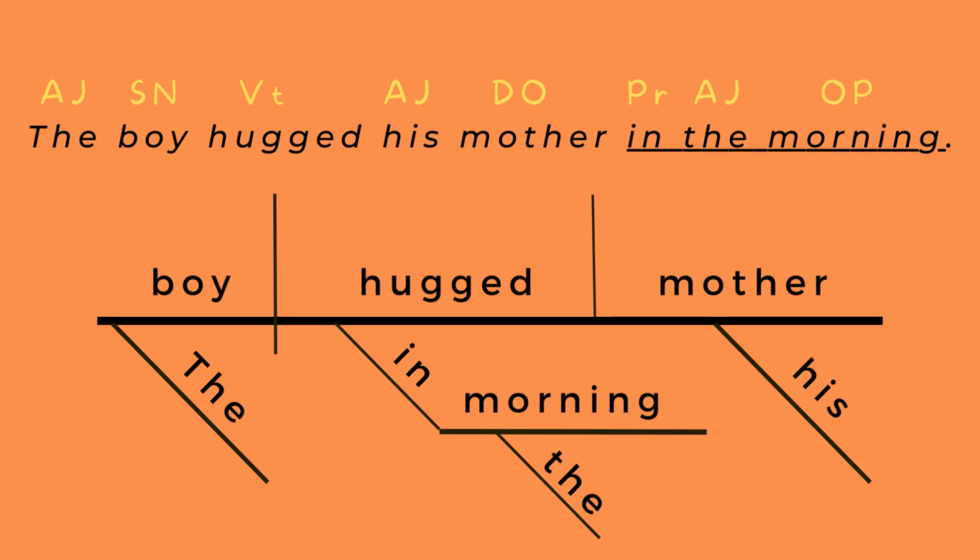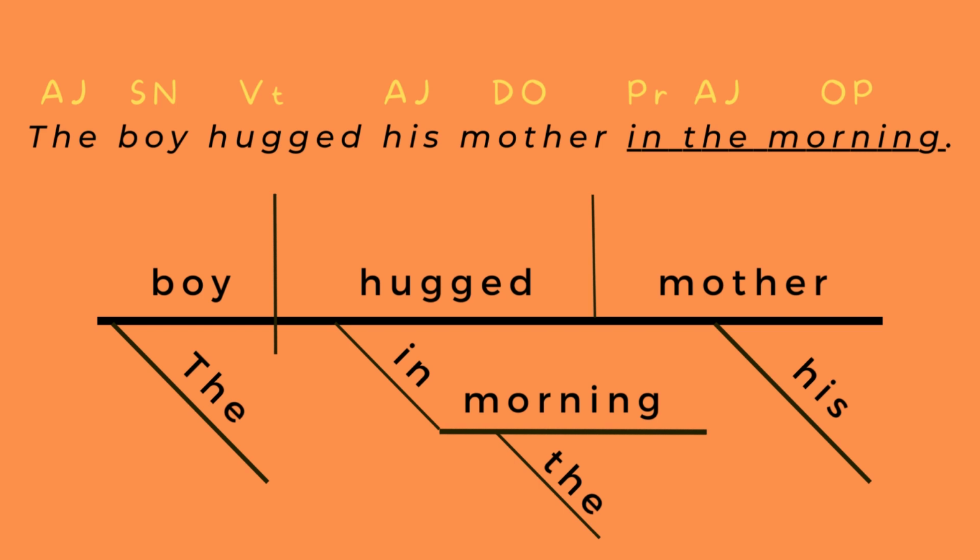He hugged his mother. His is going to be an adjective. It's describing whose mother? His mother. And then if we look at the word the boy, which boy? The boy. So the is going to be an adjective as well, describing boy, the boy. So now that we've labeled our sentence and we understand what words we have within our sentence, now we can look at labeling and diagramming our sentence.